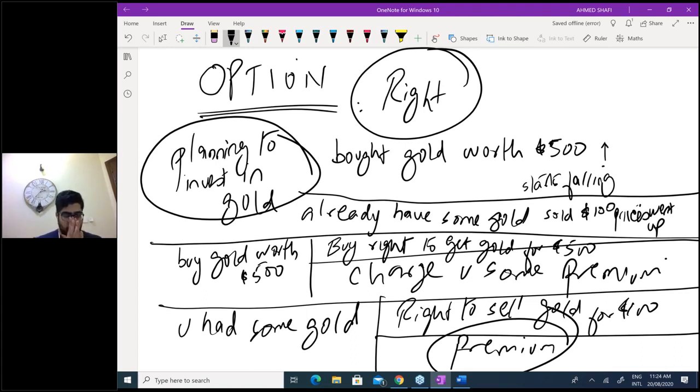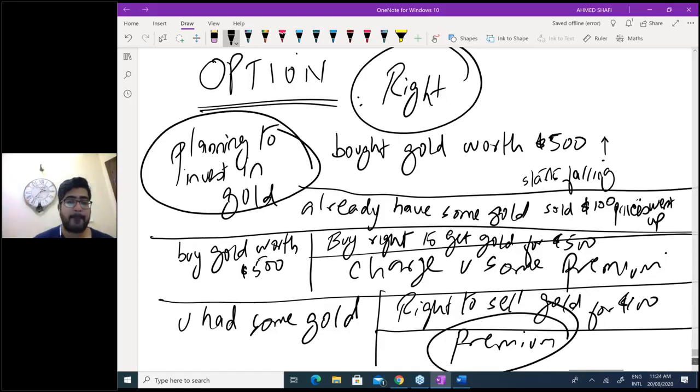Okay. Similarly, you sold crude oil and the prices went up. Oh, what did I do? You just take the right to sell crude oil for $40. If the prices go up, you can sell it for 50. Leave that right. And if the prices go down, exercise that right, sell it for 40. The person offering you this right to sell won't give it to you for free. He will charge some premium.